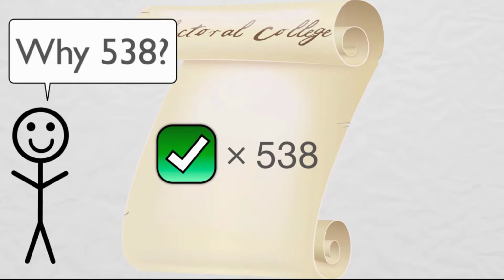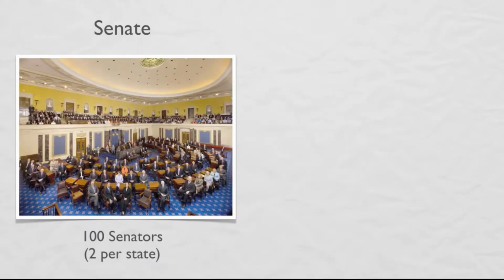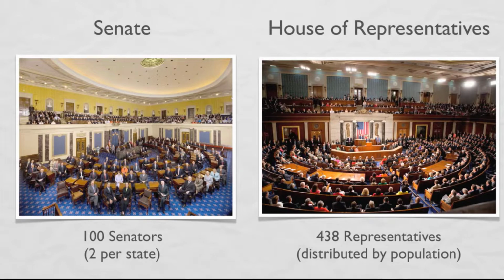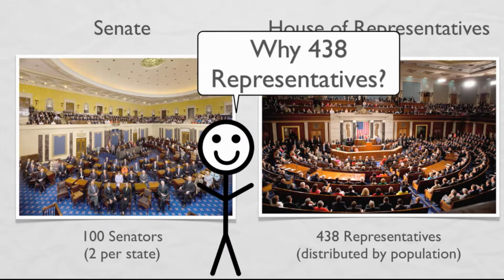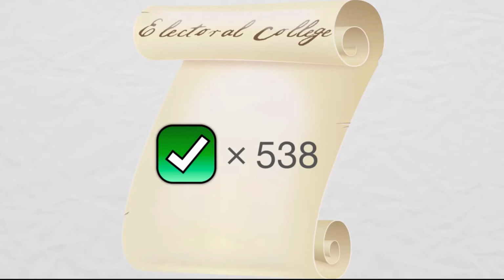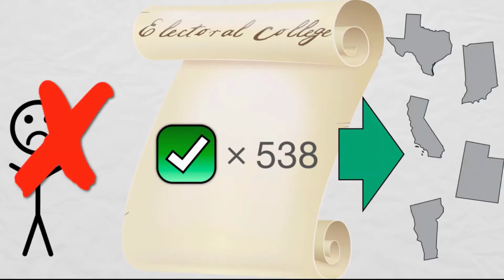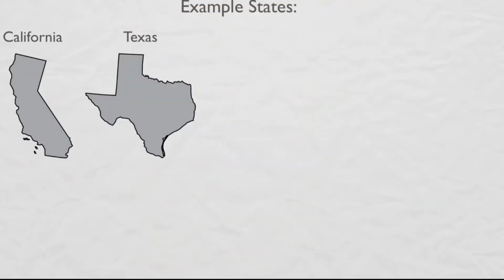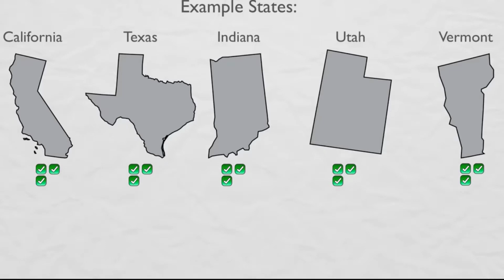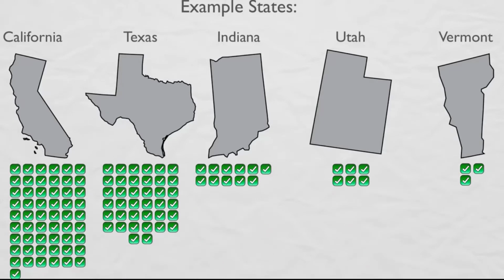Why 538? Because that's the number of senators, 100, plus the number of representatives, 438 in Congress. Why are there 438 representatives in Congress? These 538 votes in the Electoral College aren't given to the citizens directly, but are instead divided among the states. So how does the Electoral College give out the votes? Each state, no matter how populous or not, gets 3 votes to start. The remaining votes are given out roughly in proportion to the population of the states. The more people the state has, the more votes it gets.